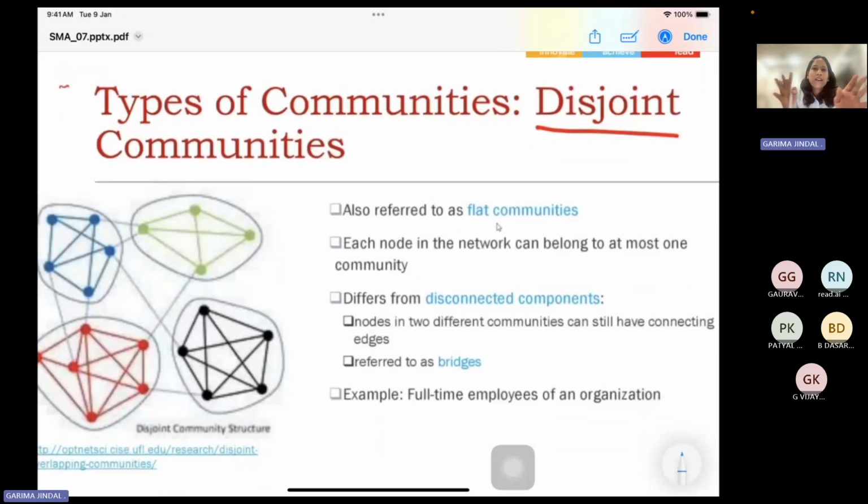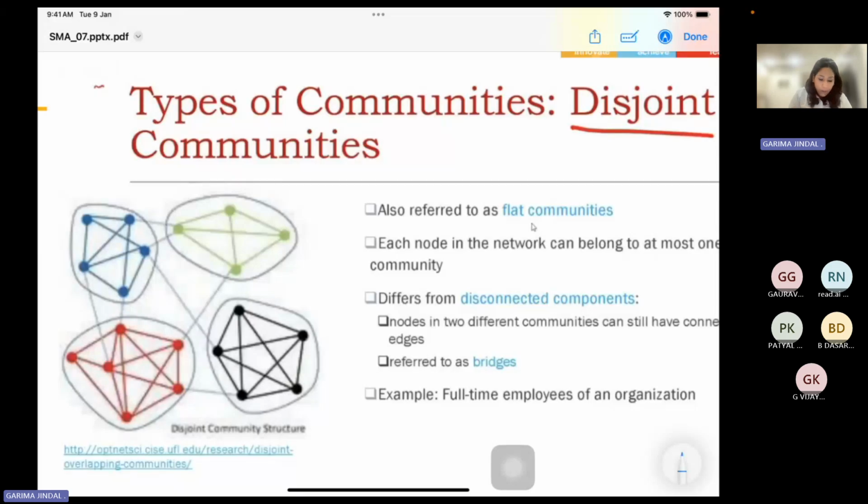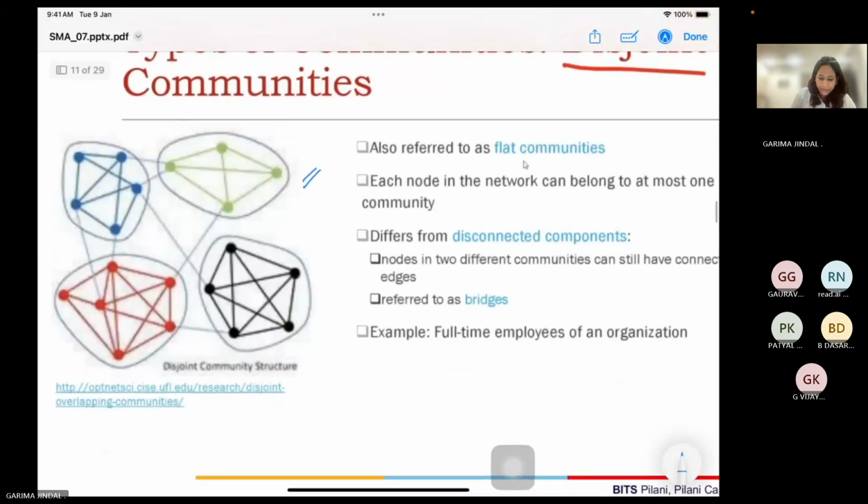So with this, we are convinced that we need certain algorithms that can help us identify the communities in the network. Now, let's come to the next topic, that is, different types of communities. We have studied that communities are groups in the network that have more connections within than with the rest of the network. But what are the different types of communities? The first type is the disjoint community. In a disjoint community, each node belongs to just one community. One node cannot belong to more than one community, and this is called a flat community.